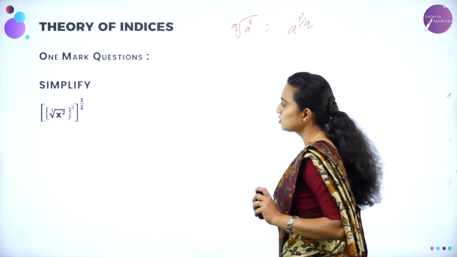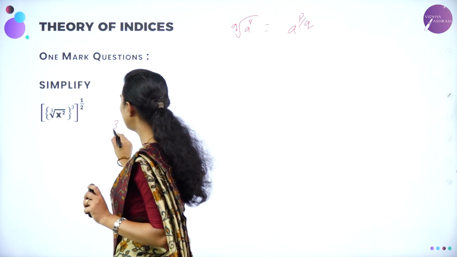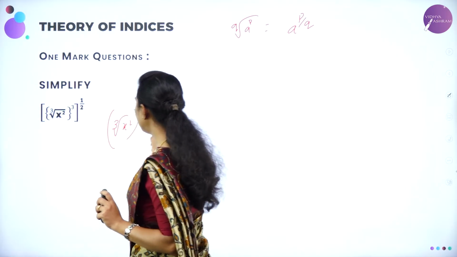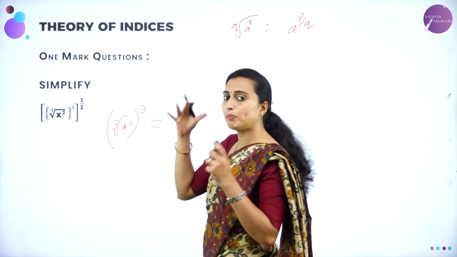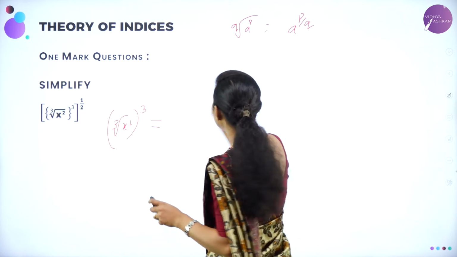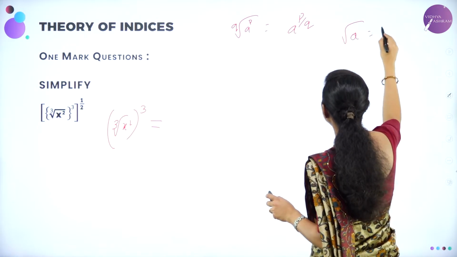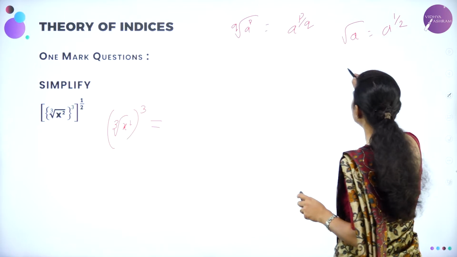Isn't it? So here I am going to take this as the cube root of x squared whole power 3. This cube root can be written as to the power of 1/3, correct? So whatever you have, the square root of a can be written as a to the power of 1/2. See, this square root is there, 1/2.